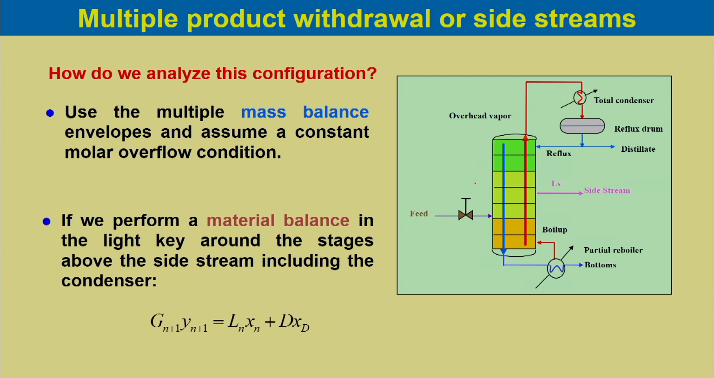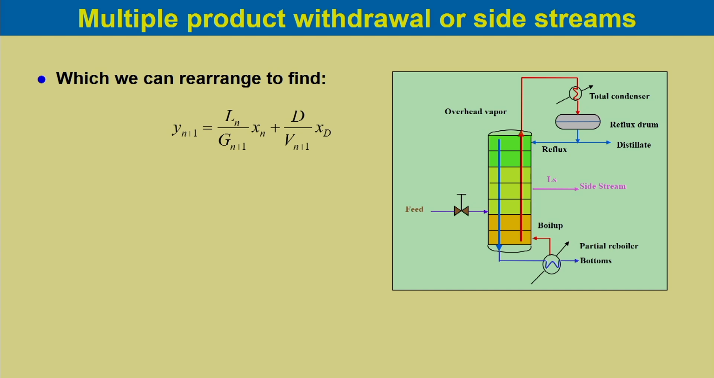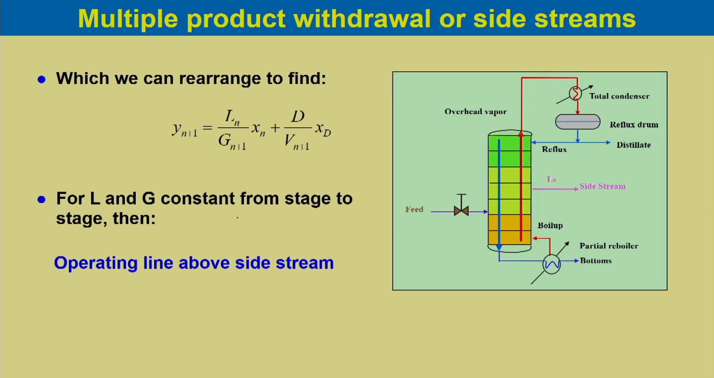So, this is the side stream, and above that, if we take the section, we can write G n plus 1 into y n plus 1 would be equal to L n x n plus D x D, and from here we can write y n plus 1 would be equal to L n by G n plus 1 into x n plus D by V n plus 1 into x D. For L and G constant from stage to stage, this gives the operating line above the side stream.